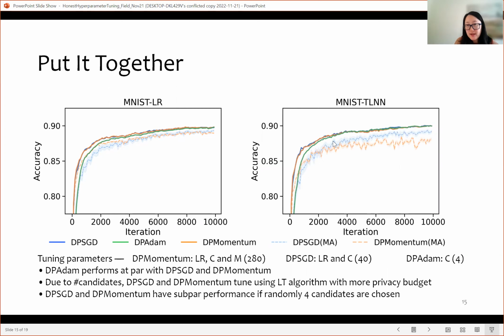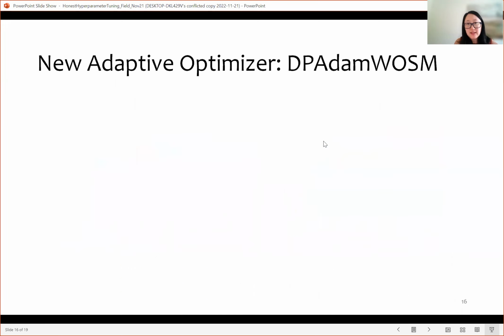And we can see under the same privacy budget, DPSGD and DP momentum also have much worse accuracy compared to DPAdam. So it's really nice to consider DPAdam as an optimizer to be studied in the private setting. Right? We further investigate this line of adaptive optimizer and find something interesting about DPAdam.